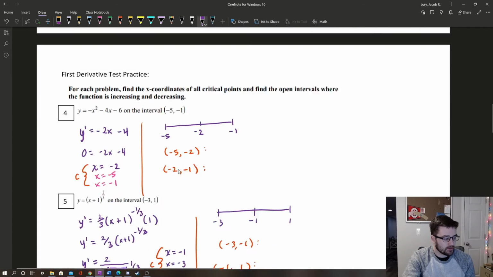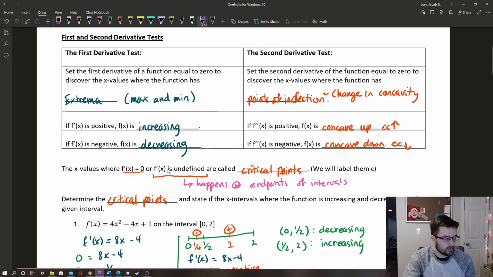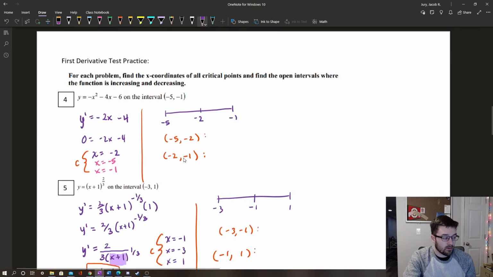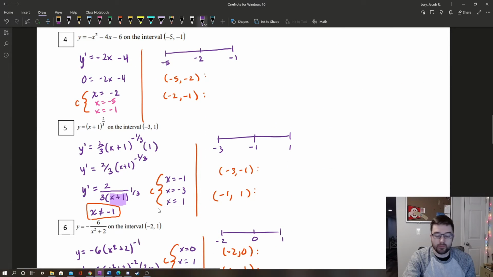We are told that it's a critical point just based on what a critical point is doing. That's when f prime of x is undefined. It's when we don't have a slope to reference. So if we don't have a slope to reference, that doesn't mean we've got a change in increasing or decreasing. It just means there's a split in our interval.